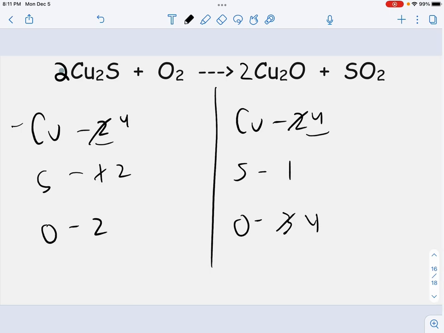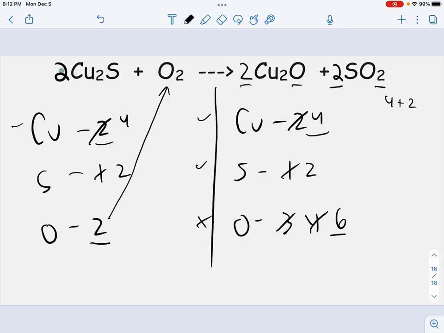Next thing I want to do is I want to add a 2 to SO2, okay? So by doing that, I now have 2 sulfurs, and I have, be very careful because it's 2 times 2, so I have 4, but I need to add the 2 oxygens, okay? So I have 6 total oxygens. Copper balances, sulfur balances, but not oxygen. I have 6 on the right, but I want to get 6 on the left. So what am I going to do? I'm going to put a 3 in front of this O2, and by doing that, I now have 6. Now this is a balanced chemical equation, okay? Because we have the same number of atoms of each element on both sides.